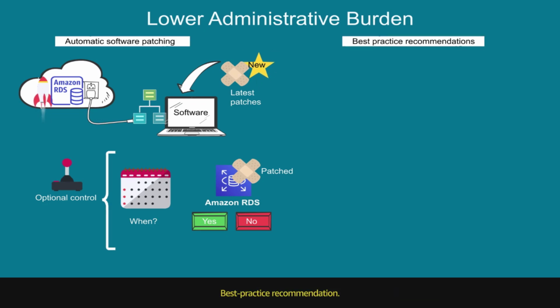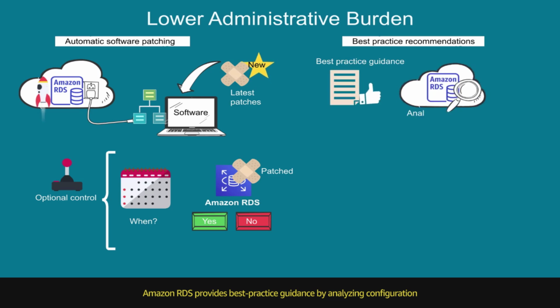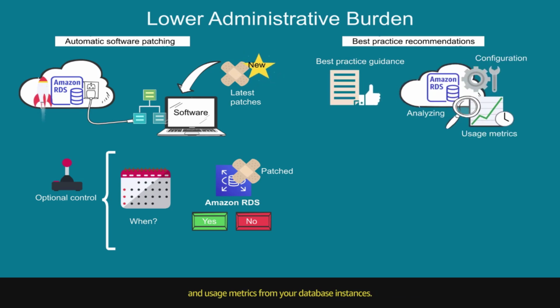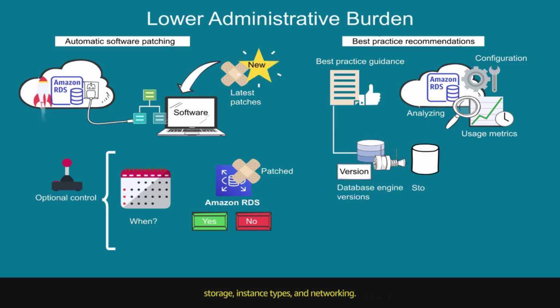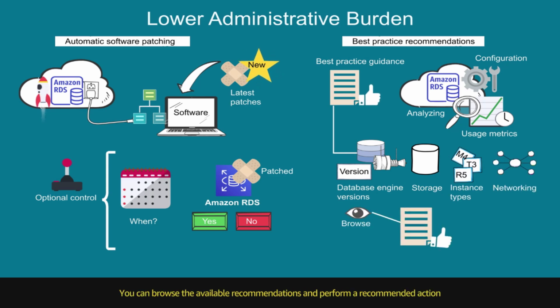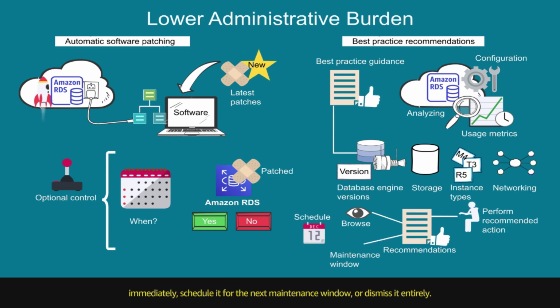Best practice recommendation. Amazon RDS provides best practice guidance by analyzing configuration and usage metrics from your database instances. Recommendations cover areas such as database engine versions, storage, instance types, and networking. You can browse the available recommendations and perform a recommended action immediately, schedule it for the next maintenance window, or dismiss it entirely.